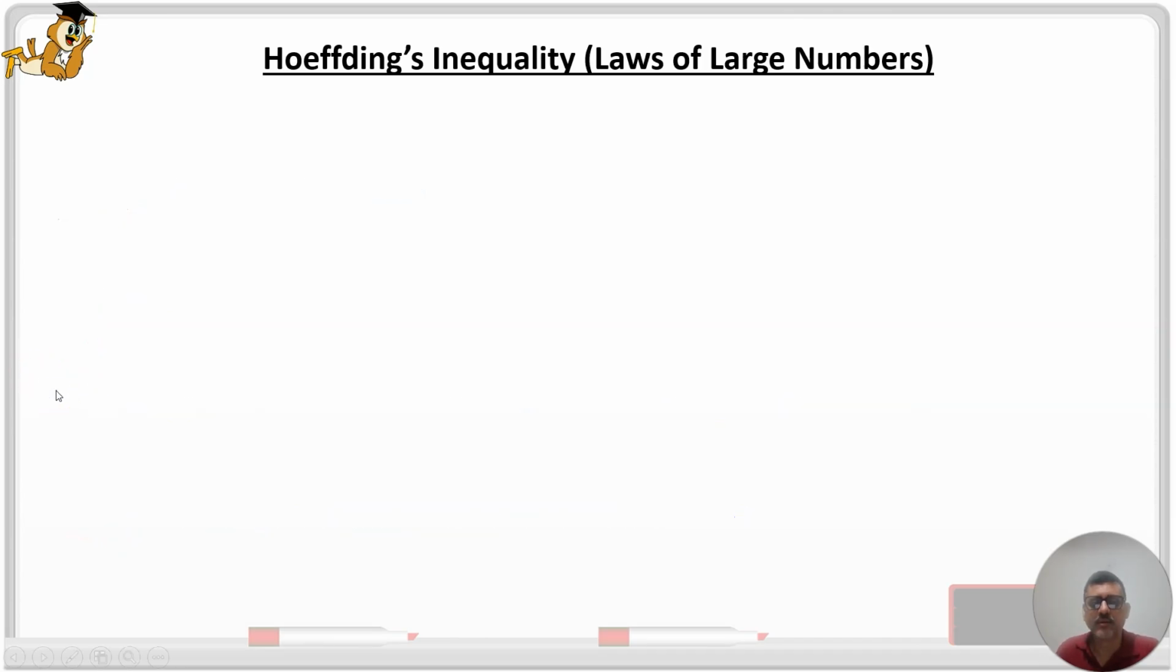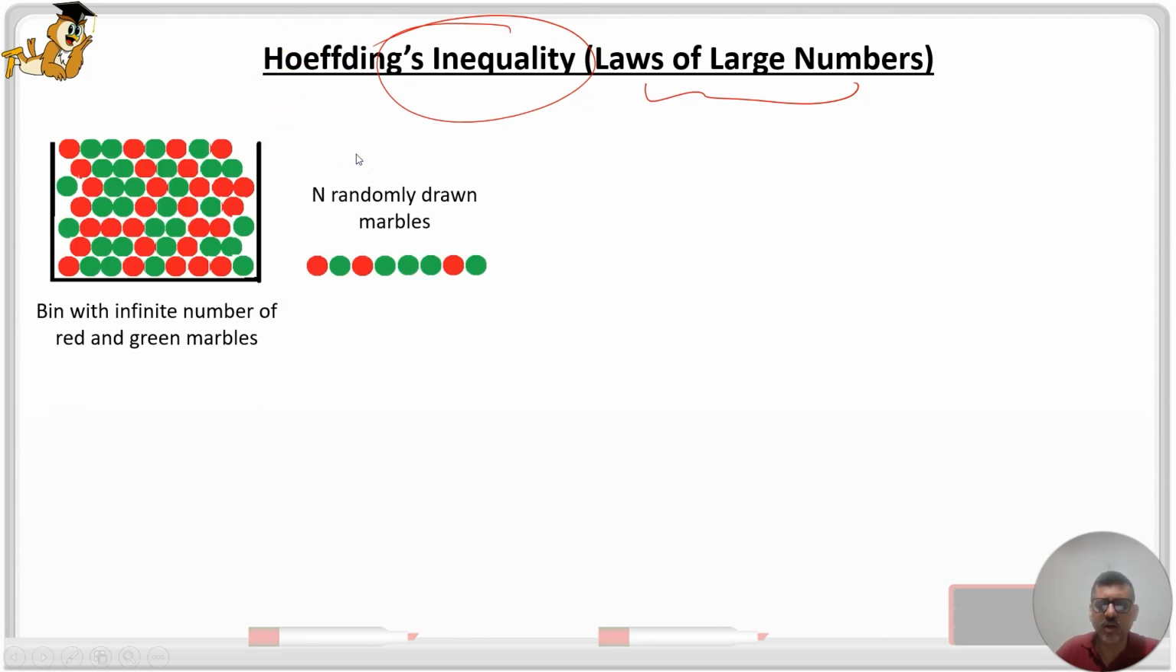Let's get started. So the first result, like I said, is Hoeffding's inequality, and it is a result which is part of what are known as the laws of large numbers. So if you are looking to do a search, you can search on the laws of large numbers and you would find Hoeffding's inequality there, and you can take a look at it in detail.